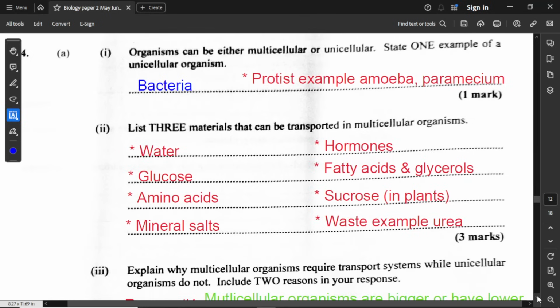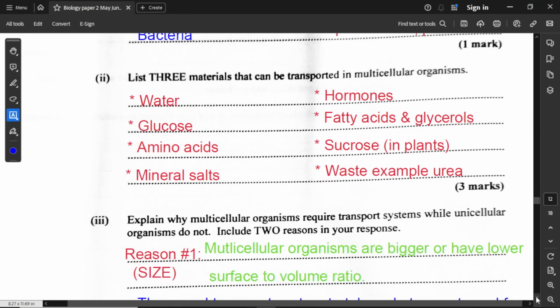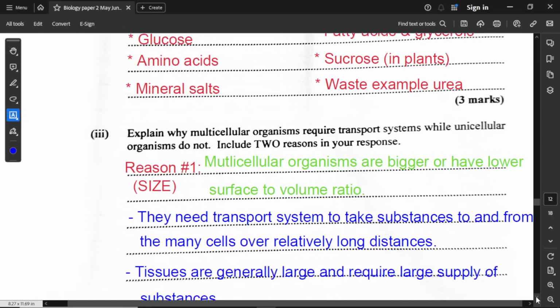Yeast, for example, can be single-celled, and yeast will fall under fungi, but of course, not all fungi are unicellular, just to make mention of that. Now, part 2 is list 3 materials that can be transported in multicellular organisms. And this, you can just run out on this one because we have so many things we can list. Water, for example, glucose, amino acids, mineral salts, hormones, fatty acids, glycerol, sucrose in plants, waste, for example, urea. All right, so there are so many things that we can list for that one.